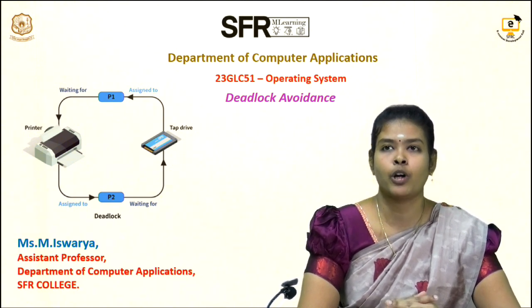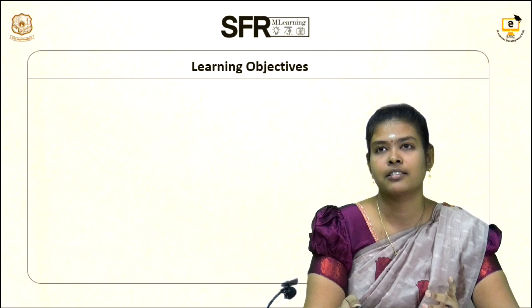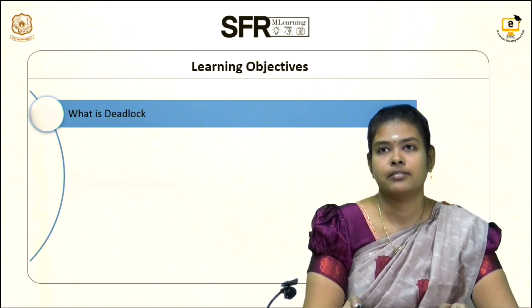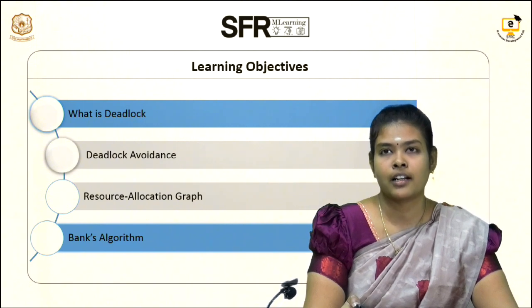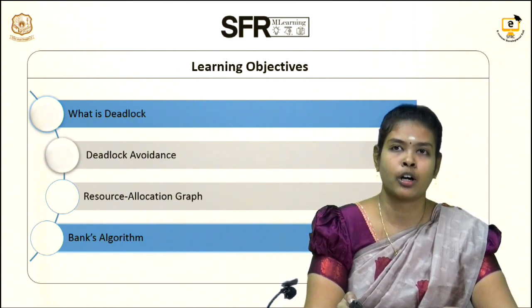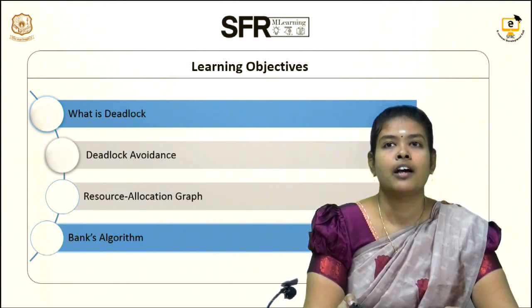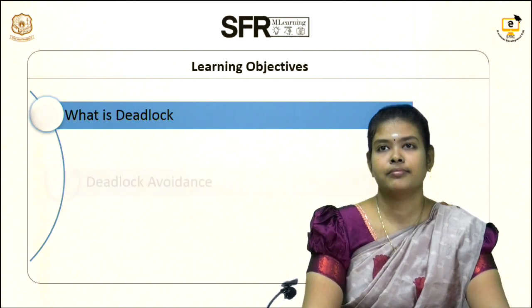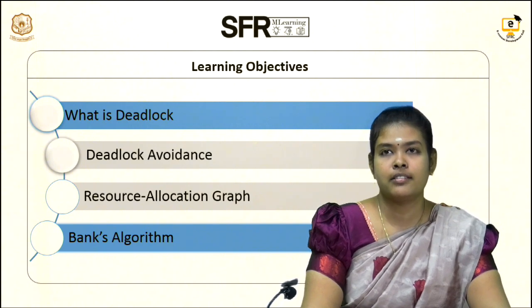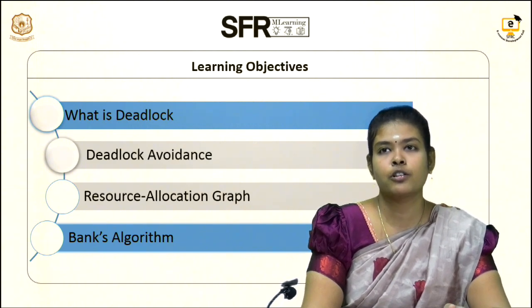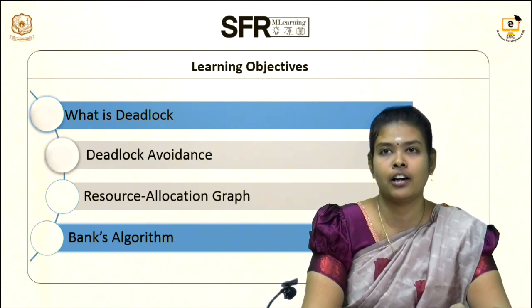Today I am going to talk about deadlock avoidance. These are our learning objectives. First, what is deadlock? Next, deadlock avoidance, resource allocation graph, and Banker's algorithm.